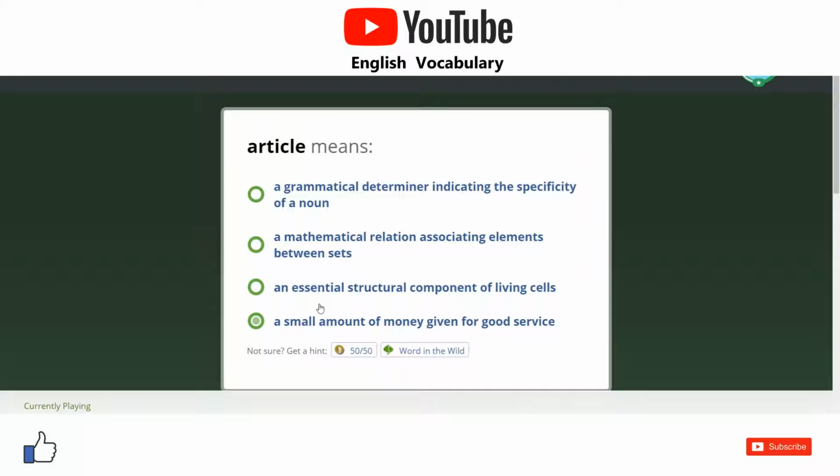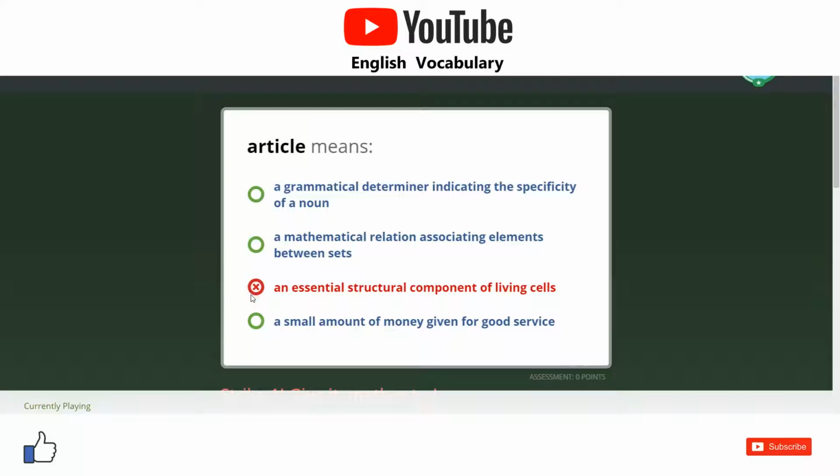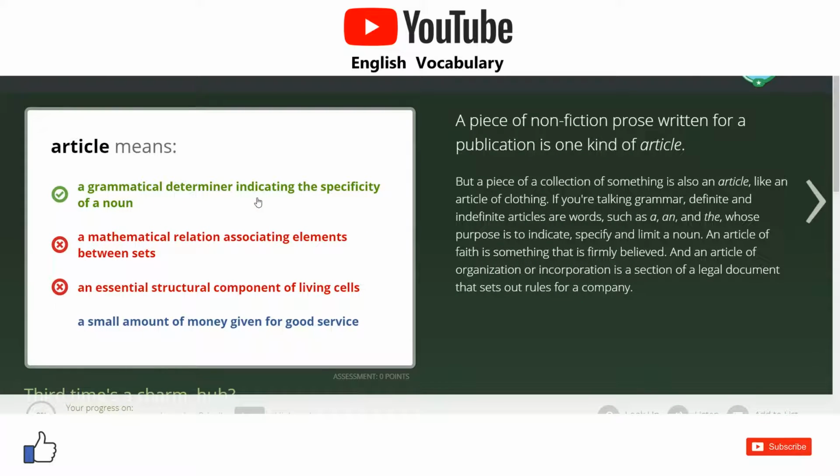Press the Q key to repeat the question. Strike 1. Give it another look at the bright side. Now third time's a charm, huh? A piece of nonfiction prose written for a publication is one kind of article. But a piece of a collection of something is also an article, like an article of clothing.